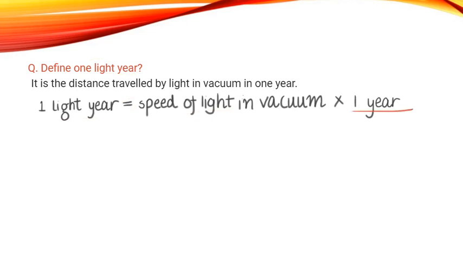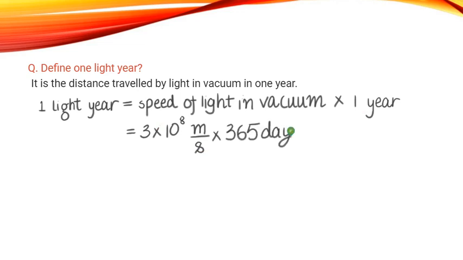So the distance traveled by light will be given as the speed of light in vacuum multiplied by the total time duration, 1 year. Your speed of light is a constant value, and how much is this constant value? 3 times 10 to the power 8, times 1 year. In 1 year you have how many days? 365 days. Now look, here you are doing the calculation in meter per second, that means the MKS system. So we have to convert these days into seconds as well.